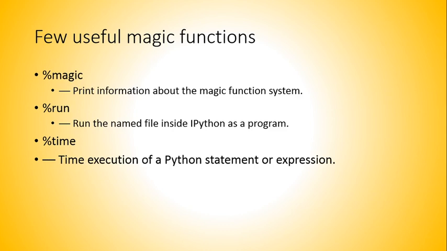The magic word will print information about the magic function system. Run will run a file in IPython as a program. For example, you can write code in a file that prints hello world, and percentage run followed by the file name will run it. Percentage time will give you the execution time of a Python statement or expression, meaning how much time it takes to execute a statement.